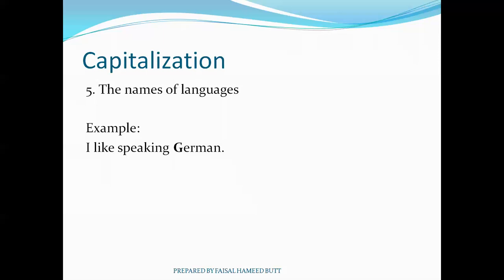Like I have given the example, I like speaking German. So German is the name of a language. So I have started the word with a capital G. There are many languages like Russian, Urdu, Hindi, Arabic, English, French. So all these will be written with a capital letter. So names of all languages will be written with a capital letter.